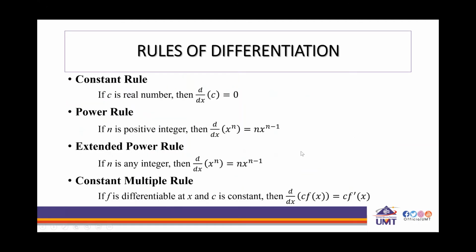Right? So these are the rules of differentiation. Constant rule: if c is a real number, for example if we have the function f(x) equals 5, then of course the derivative is zero. Alright, that's it. Power rule, okay, what we usually do, n minus 1. It is the reverse of integration, where we add 1. Right? Extended power rule, okay. If n is any integer, x to the power of n, it is the same.